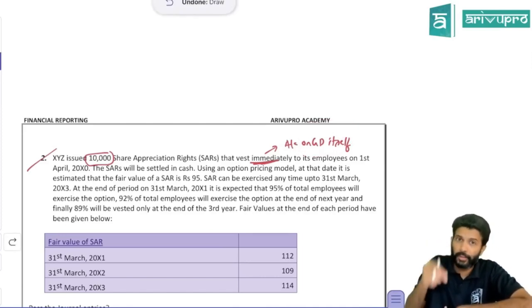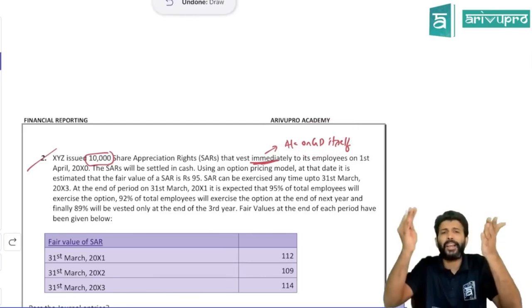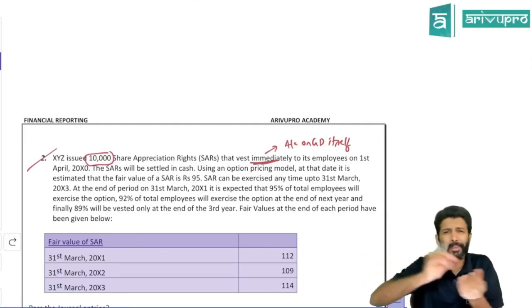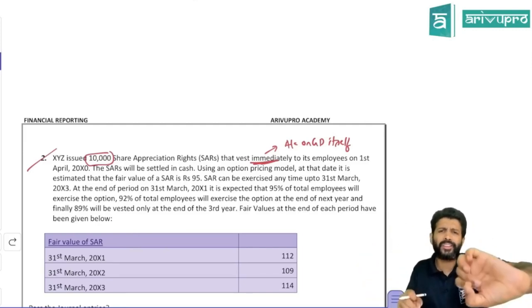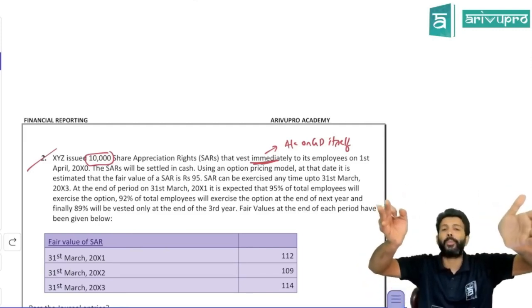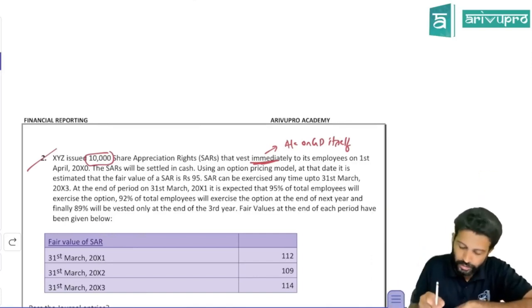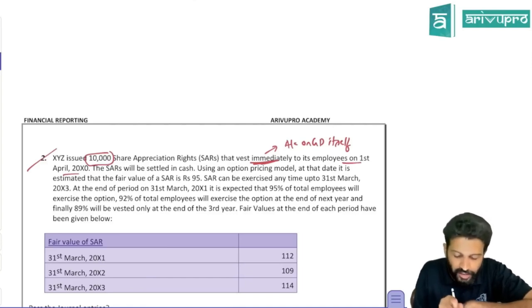Do keep this in mind, because vesting immediately means the company has an obligation on the grant date itself. Grant date means the agreement date. The moment it is agreed, the company has an obligation. So you have to do the accounting on the grant date itself here. Watch out for these words. To its employees on 1st April 2010. That's your grant date. The SARs will be settled in cash.